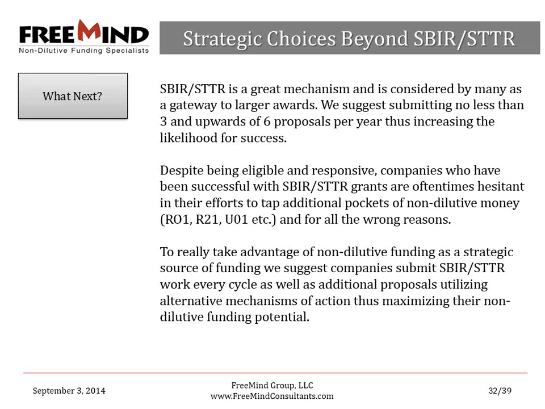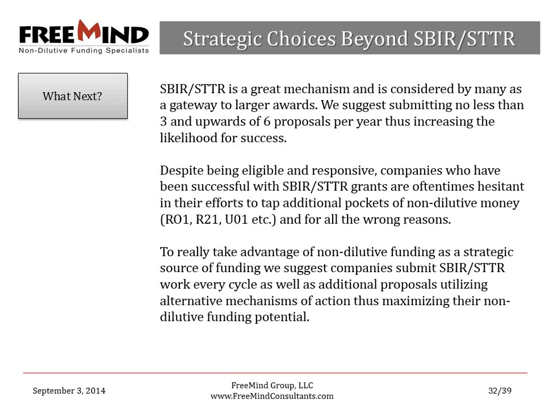SBIRs and STTRs are great mechanisms and considered by many as a gateway to larger awards. In order to increase your chance of success, we suggest submitting no less than 3 to 6 SBIRs and STTRs every year. For some reason, and usually for the wrong reasons, despite being eligible and responsive for additional non-dilutive funding opportunities such as R01s, R21s, UO1s, or more, companies who've been successful with SBIR or STTR grants are oftentimes hesitant to apply for these other opportunities.